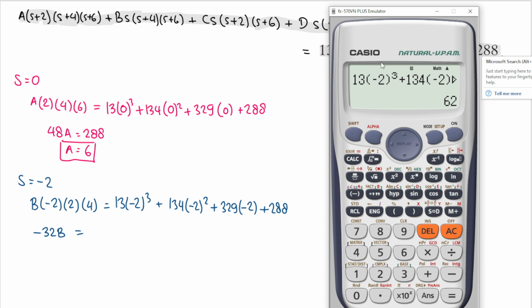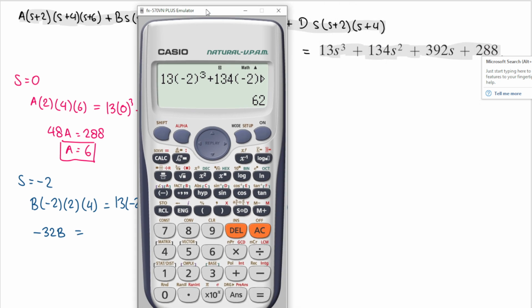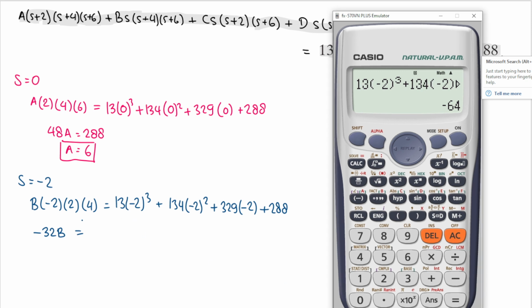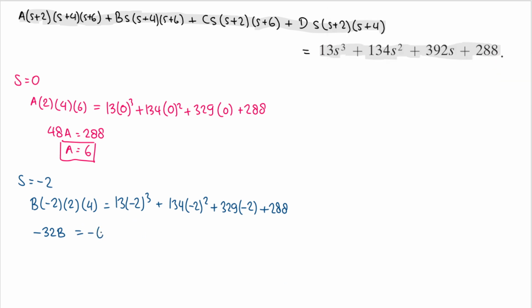Are you sure? 13 is 392. Yeah, -64. Okay, -64. And then that will be our B. Here is 2, right? So we will have our B is 2.